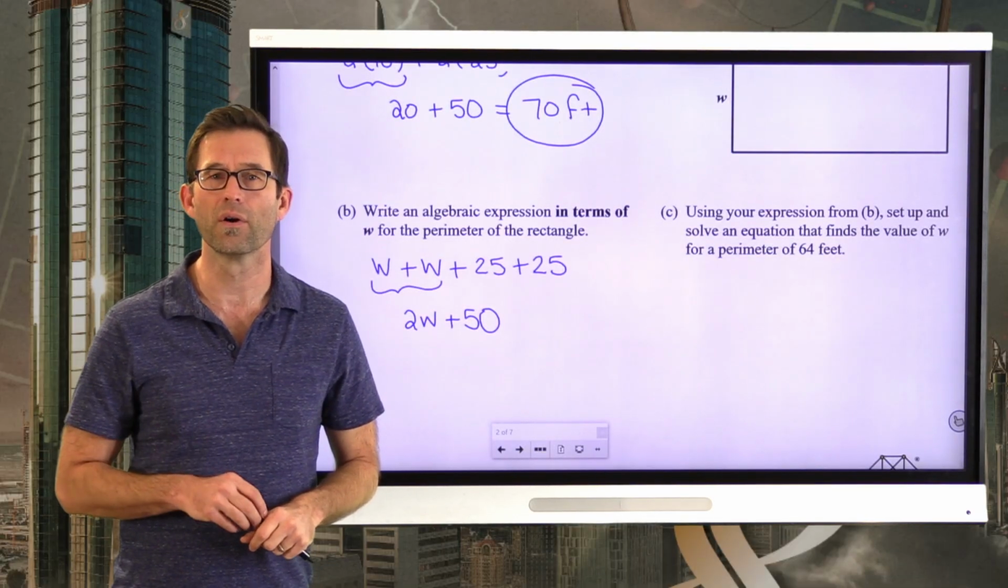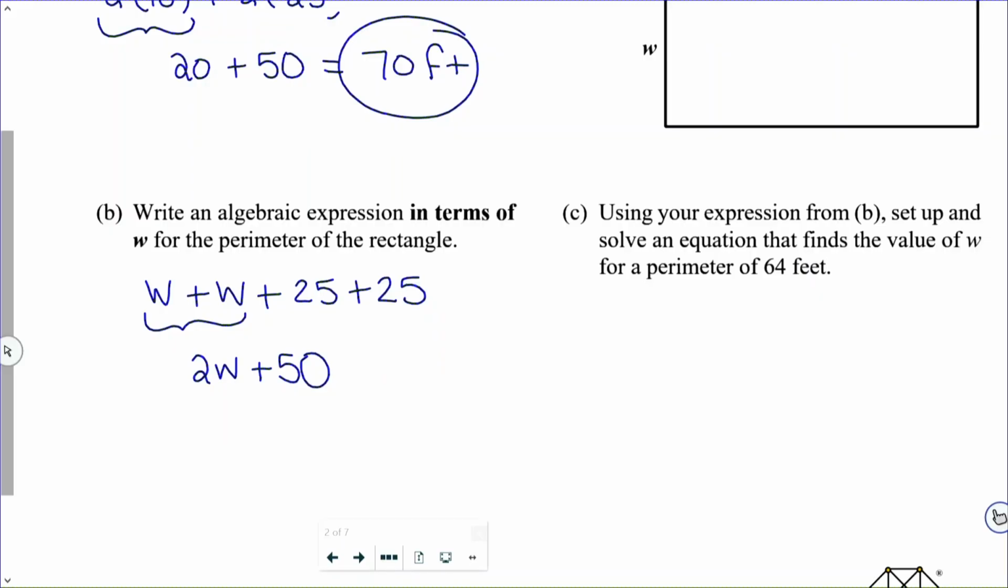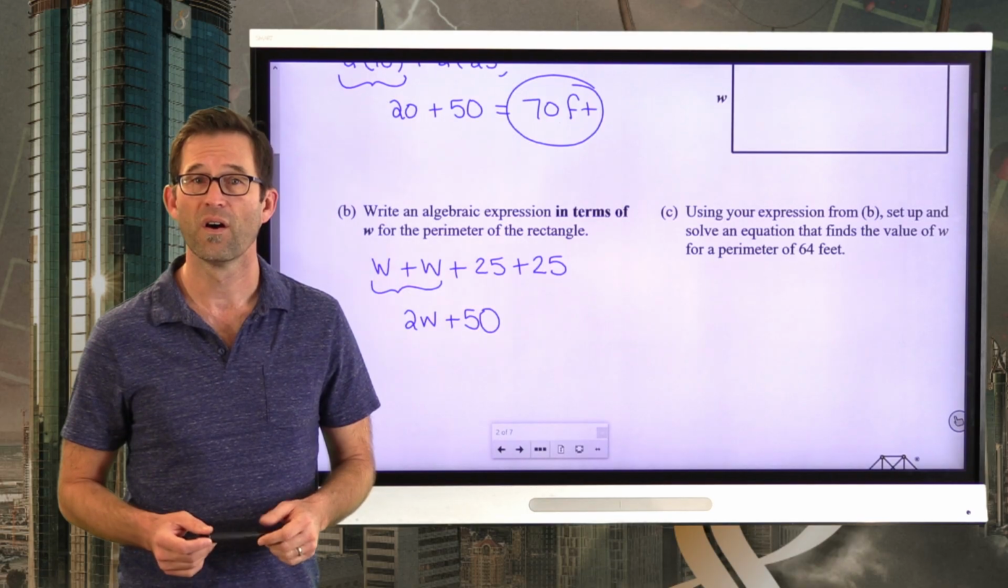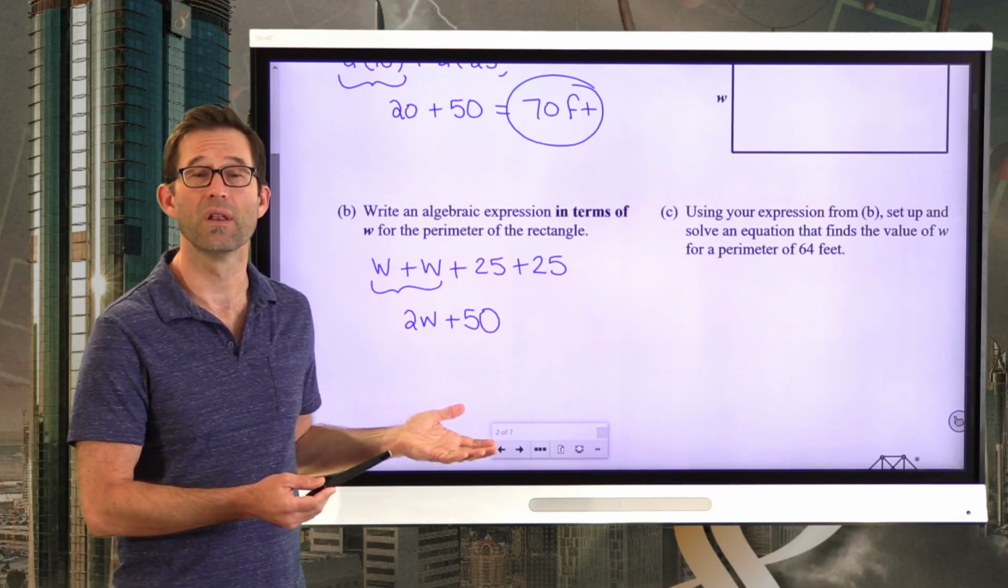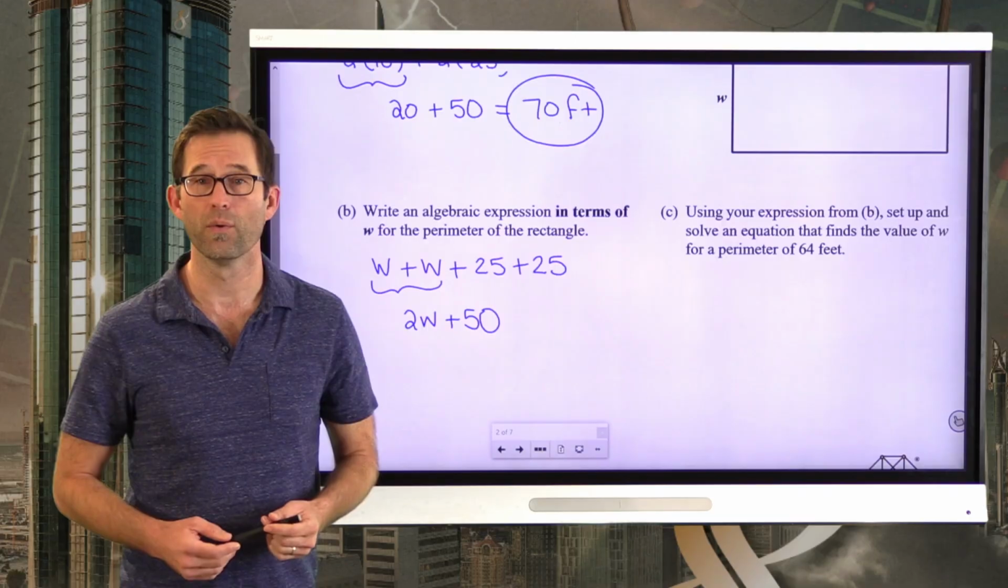But now, let's take a look at where an equation might come in, letter C. Using your expression from B, set up and solve an equation that finds the value of w for a perimeter of 64 feet. All right, well, this is an expression that gives us the value of the perimeter if we know the value of w.